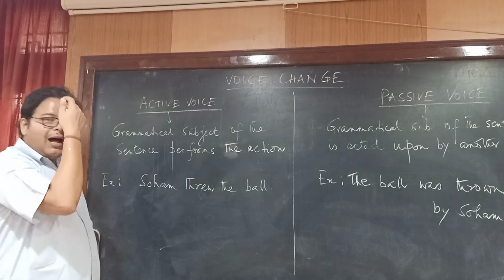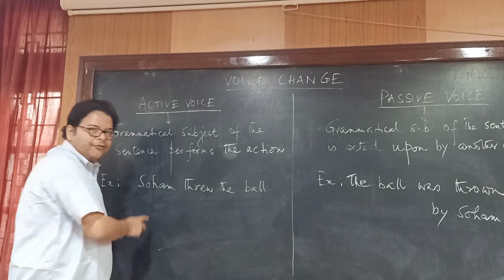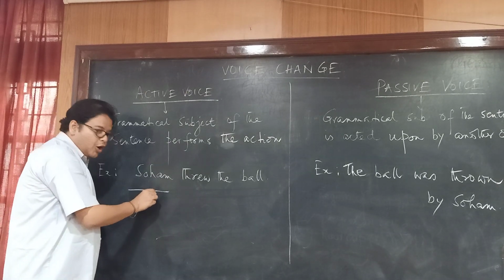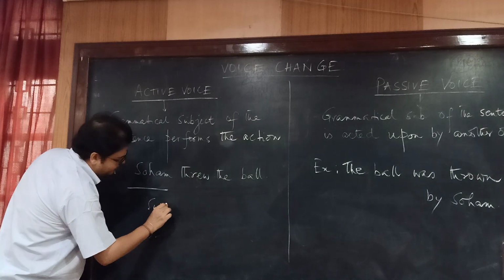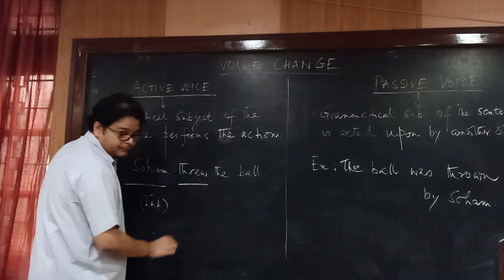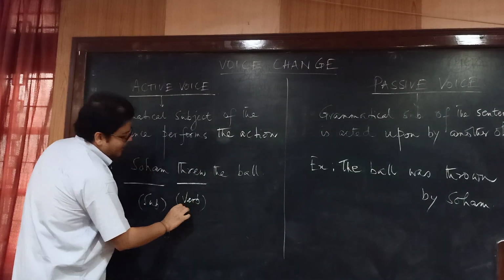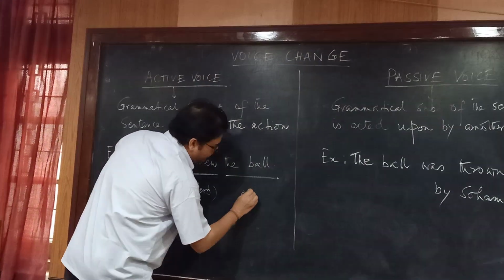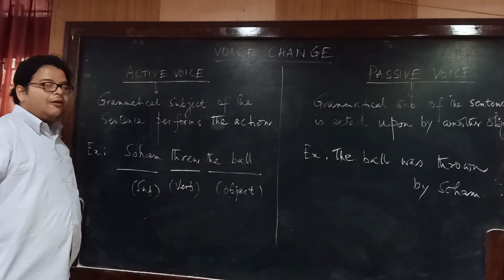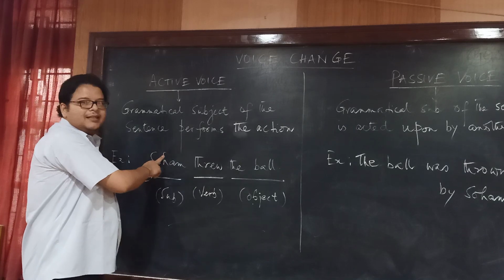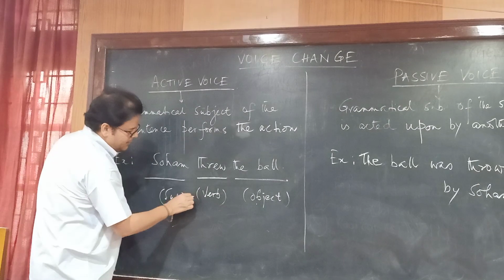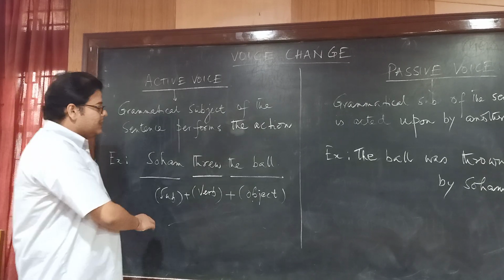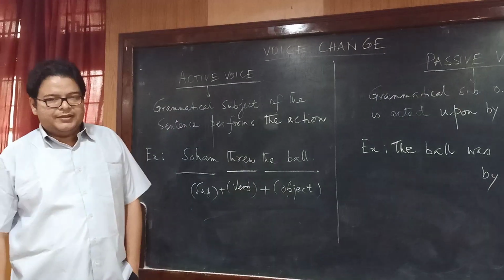So what is the structure here? How is this sentence formed? What is the structure of active voice? First, the performer of the action, the one who performs the action described in the sentence. So that is the subject. Then the action, so that is the verb. And then an object on which the action is acted. So that is the object. So the structure of a sentence which is in active voice is this: subject plus verb plus object. This is the basic structure. There may be other things, we shall come to that later. But this is the basic structure of a sentence in active voice.